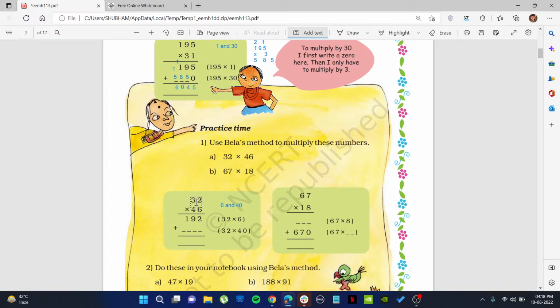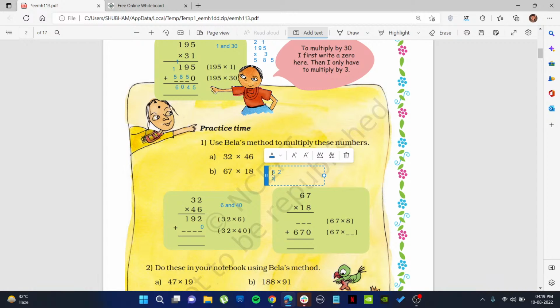Now our second step would be, after solving for this 6, we need to solve for this 40. So we need to multiply 32 with this 40. As we are multiplying 32 by this 40, for sure the last digit would be 0 here, because at the end of 40 we can see 0. So it means that for sure there is going to be a 0. Now we will be multiplying 32 with this 4, because we have already added the ones place, which is 0.